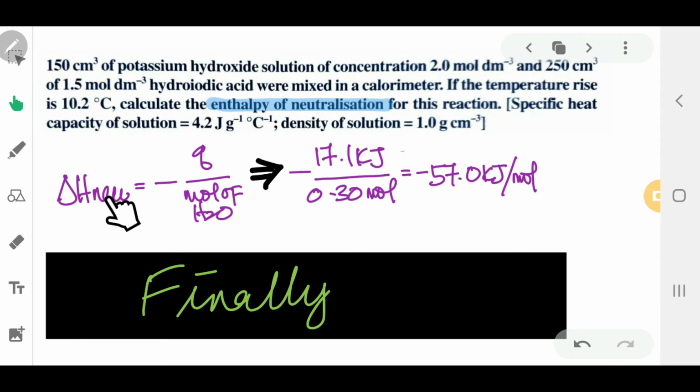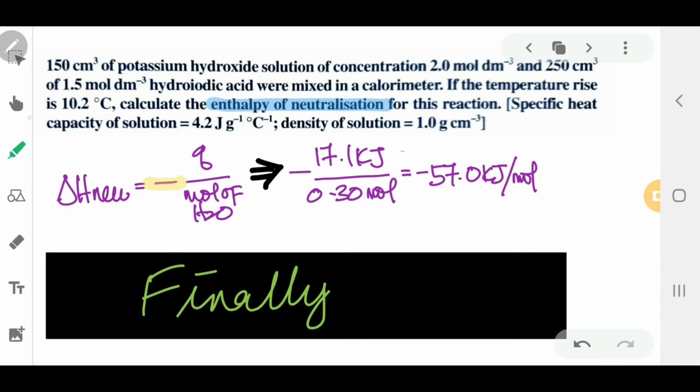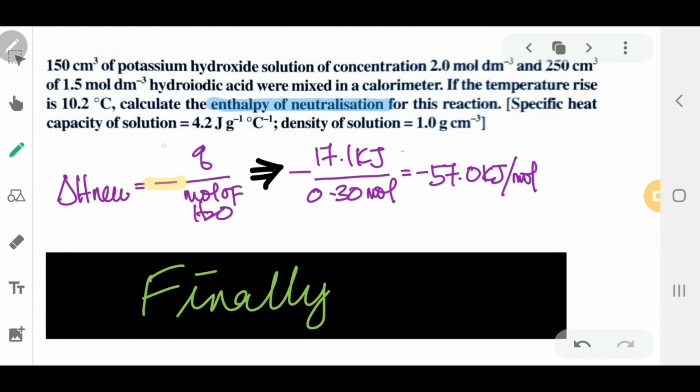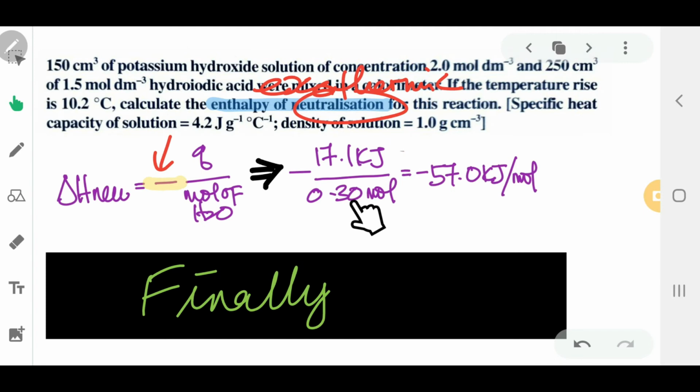So you have delta H neutralization with a minus sign. The reason you have the minus sign is that if you go back to the definition of enthalpy of neutralization, it says that heat is released. Neutralization will always be exothermic, so you have to remember to have this negative sign. Then you just plug in the values that we got in the previous steps. You have your Q value, which is 17.1 kilojoules right here, and you're going to divide by the number of moles of water.